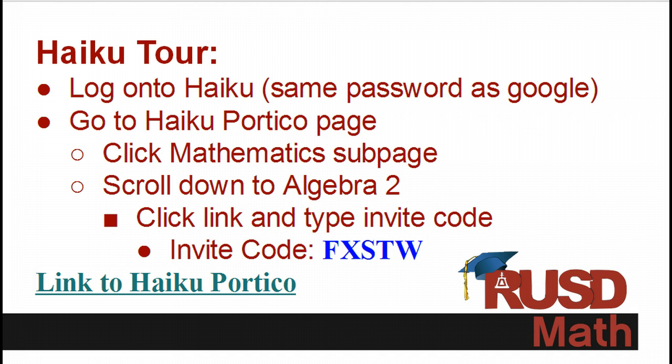Now let's take a look at Haiku. The Haiku Portico allows you to sign up for all mathematics courses. While there, select the bridge standards class you want to add, whether it be Geometry or Algebra 2, and type in the code, and you'll be added to the Haiku Geometry or Haiku Algebra 2 course website. If you can't find the Haiku Portico, this Google presentation and all the slides are on the Haiku webpage, so you can find the above link in the presentation as well.